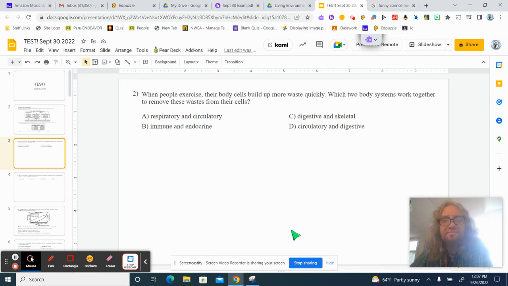Question 2. When people exercise, their body cells build up more waste quickly. Which two body systems work together to remove these wastes from their cells? Is it A, respiratory and circulatory? B, immune and endocrine? C, digestive and skeletal? Or D, circulatory and digestive?